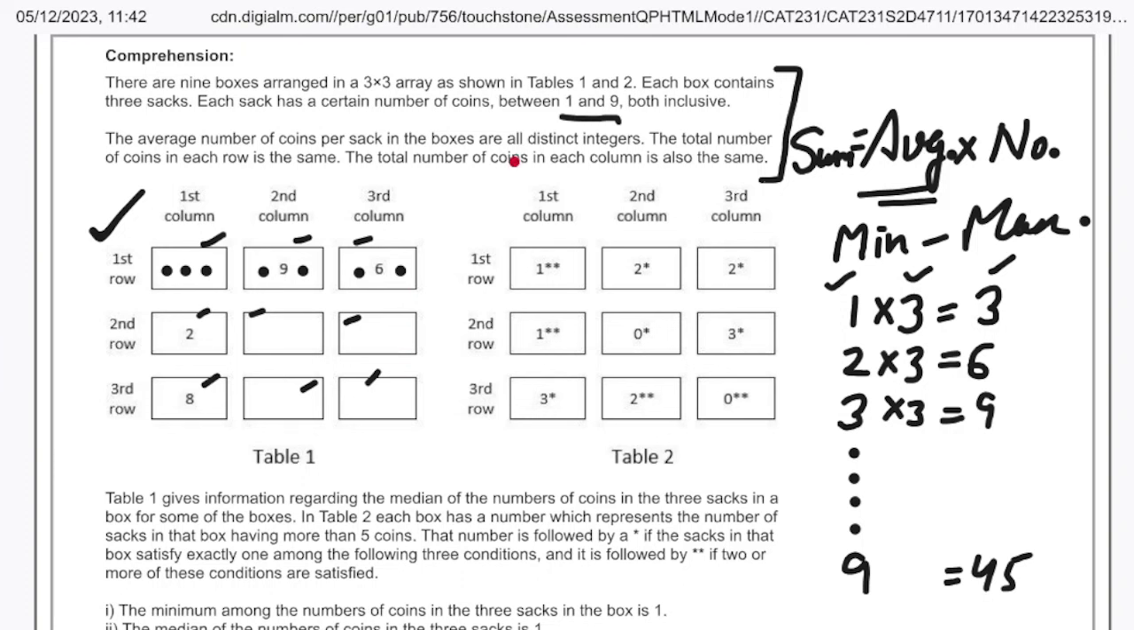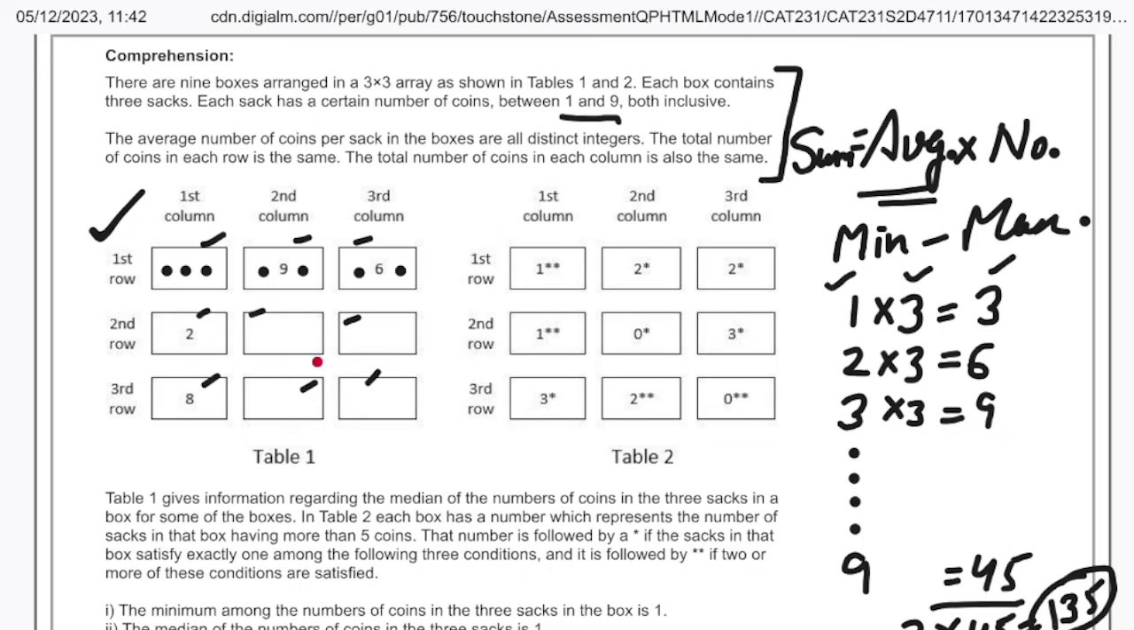Now the average number of coins per sack, this is done. The total number of coins in each row is same. The total number of coins in each column is also the same. Now how many total coins are they going to have? If I add all of them, I get 3 as a common factor, and then the sum of the first 9 natural numbers, that is 45. That means 3 into 45 is going to be 135, the total number of coins we're going to have.